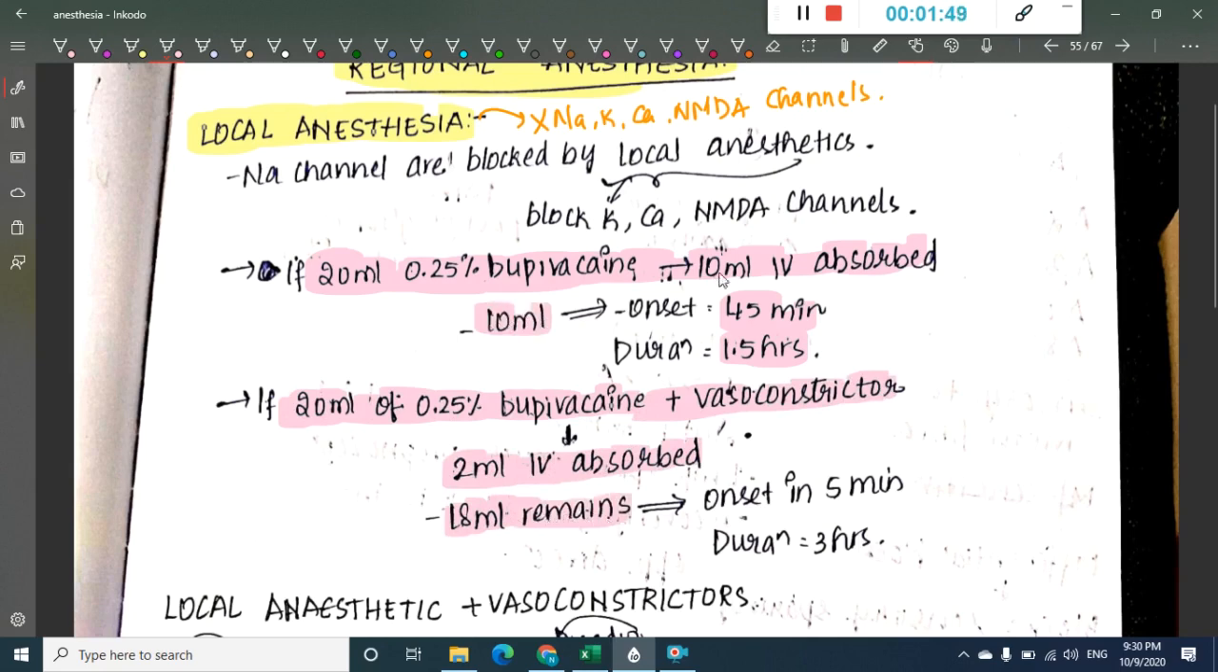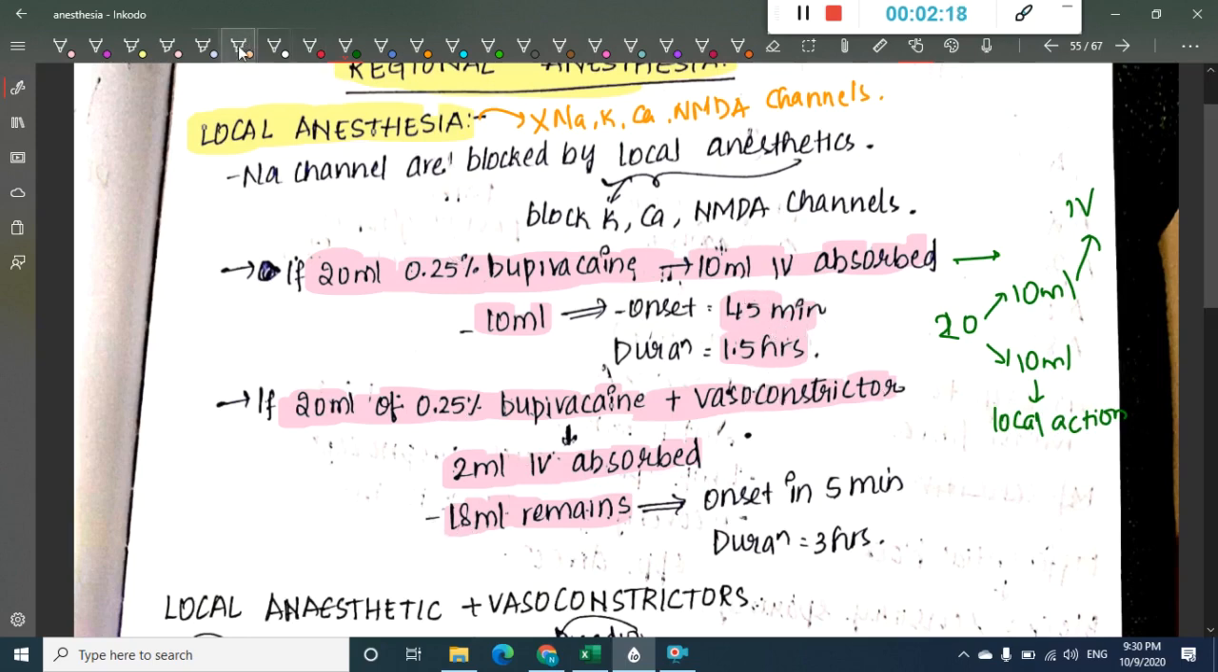See, what does this 10 ml IV absorbed mean? It represents that, out of 20 ml, 10 ml goes into the intravenous circulation. The rest 10 ml will stay for local action. Okay, for this 10 ml which is staying for local action, the onset of action is 45 minutes. It takes 45 minutes to start its action, and the duration of action is 1.5 hours.